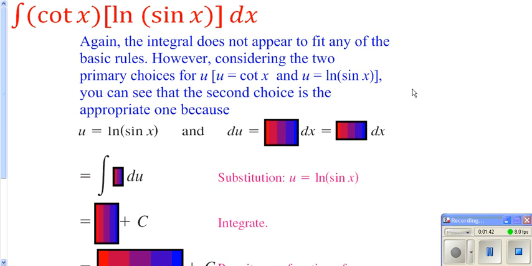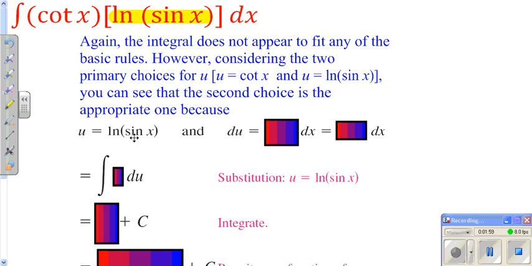Now this one here doesn't appear to fit any of your basic rules. However, if you do choose u to be what's in the brackets right here, then it works out pretty easy. There is another way to use u, but it works out pretty easy to let this be u.